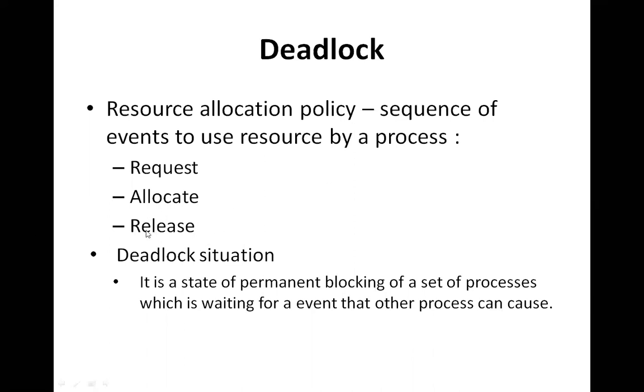And the third one is the release. After the process has finished using the allocated resource, it releases the resource to the system. The system table, as I told you, is maintaining the records. So that record must be updated at the time of allocation as well as at the time of release, to reflect the current status of the availability of that particular resource.